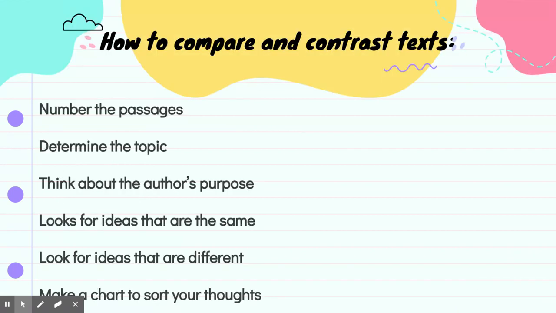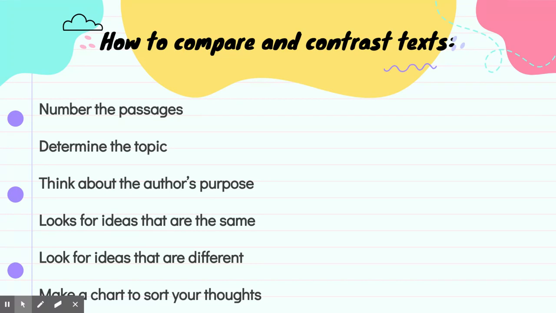So how would we compare and contrast two texts? This week in your Google Classroom, you are going to be reading two different texts that are about similar topics, and you're going to be thinking about how they are the same and how they are different. So how are we going to do that? The first thing you can do is to number the passages. Now in your Google Classroom, your passages are going to be on different slides, so you don't have to number them. They're already numbered for you. But if we were doing this in person, you could number your passage.